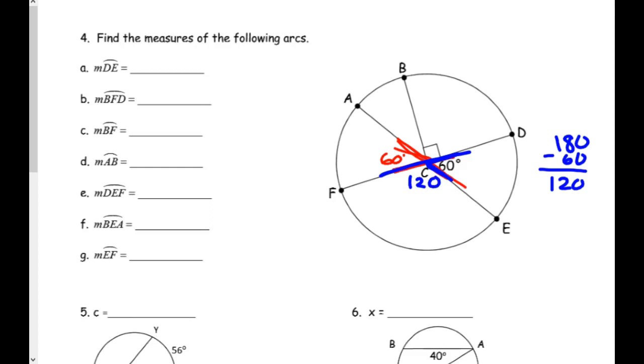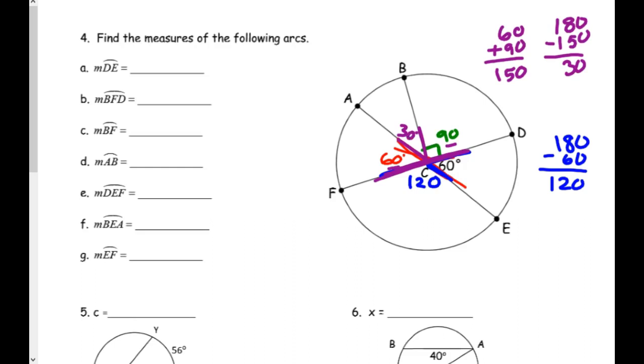Now, right here, I know this means 90. And I also know still that this is a straight line of 180. So if I want to figure out this missing angle, I'm going to take the two I know, 60 and 90, add them up, and subtract from the straight line 180. 60 plus 90 is 150, and 180 minus 150 gives me 30. So I'm going to fill in BCA right here with 30 degrees.